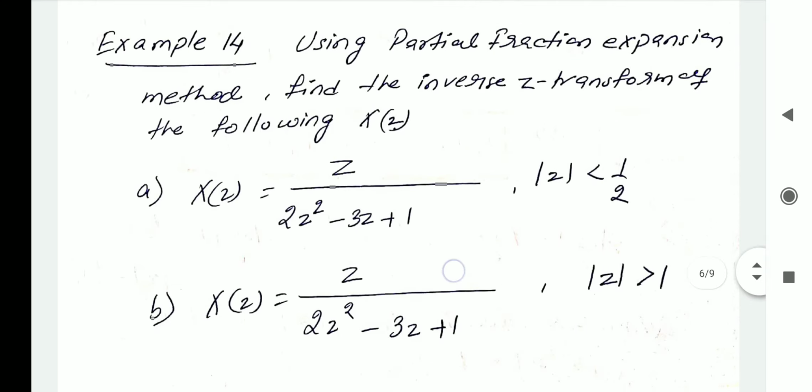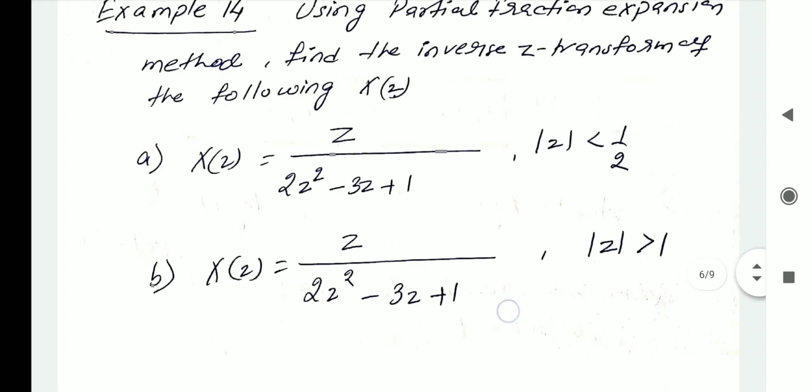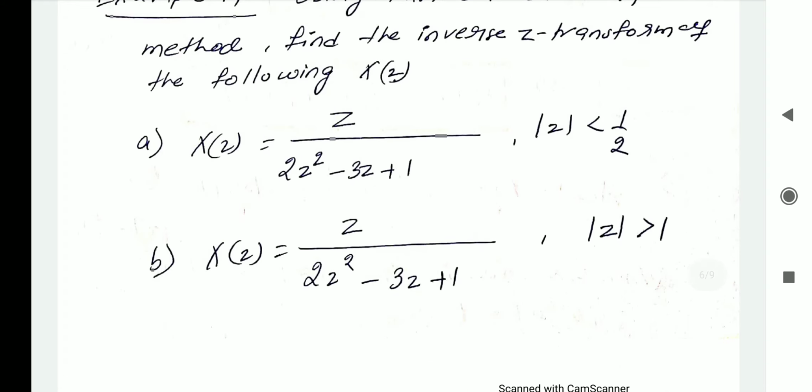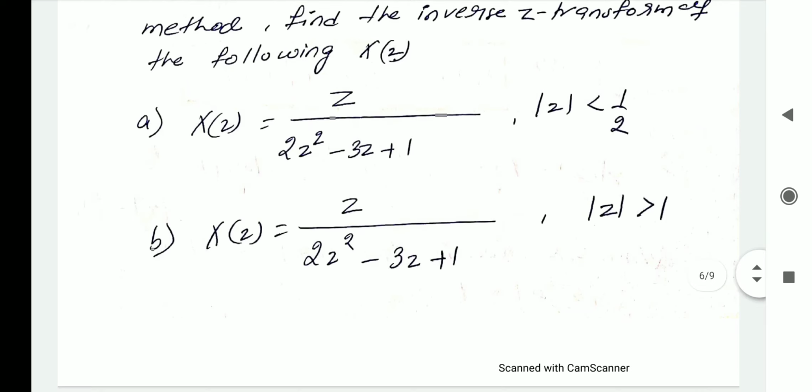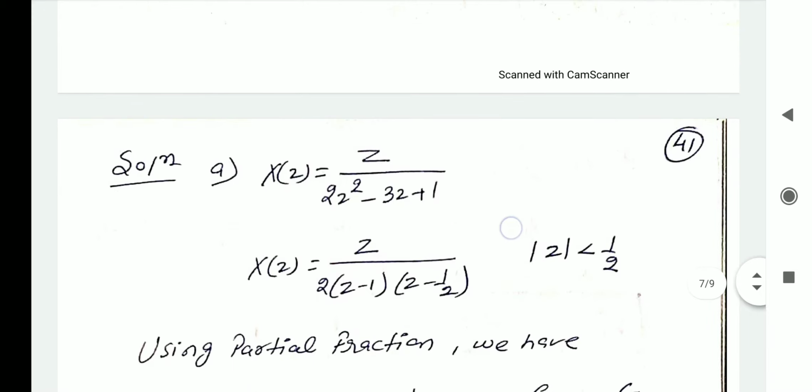Now another example is using the partial fraction expansion method. Find the inverse z transform of x of z given to us. This is our first x of z, z by 2z square minus 3z plus 1, where mod of z is less than 1 by 2. The second one is the same with mod of z greater than 1.